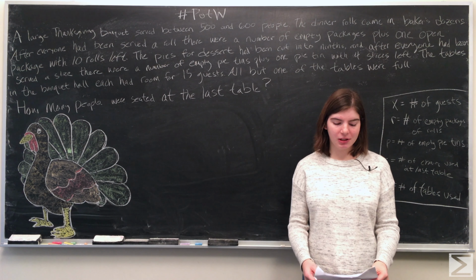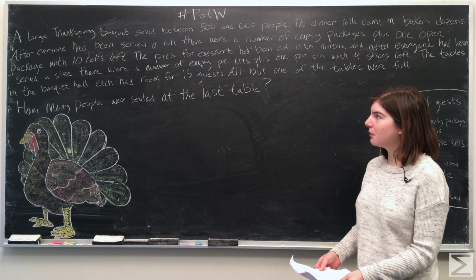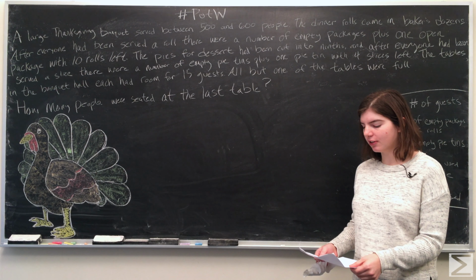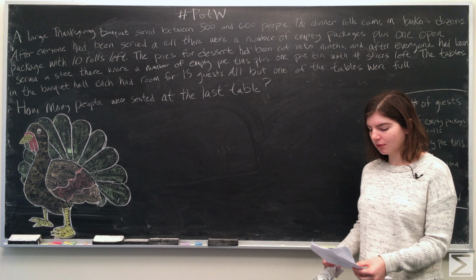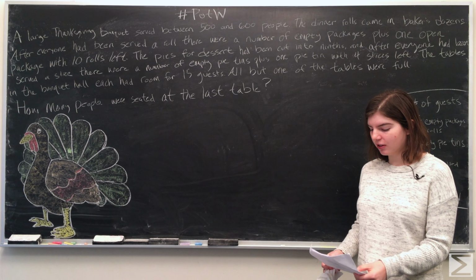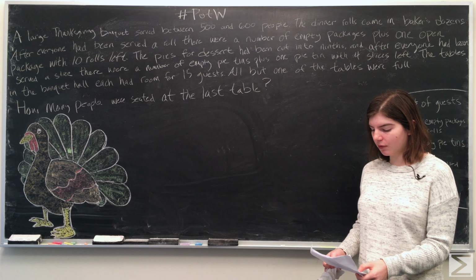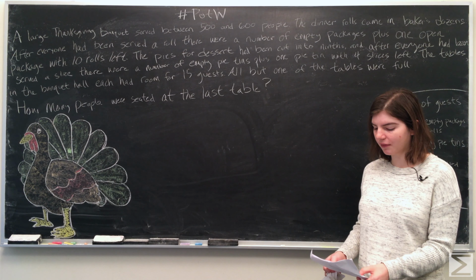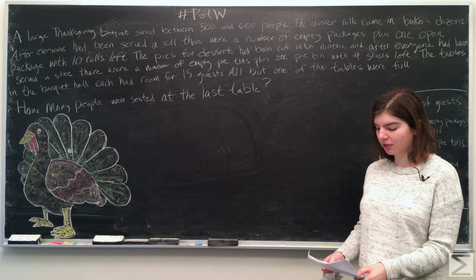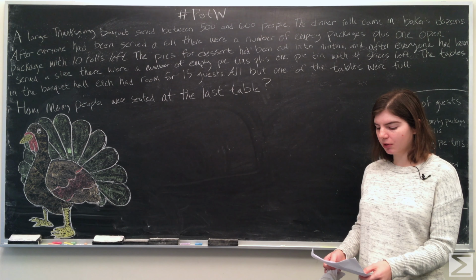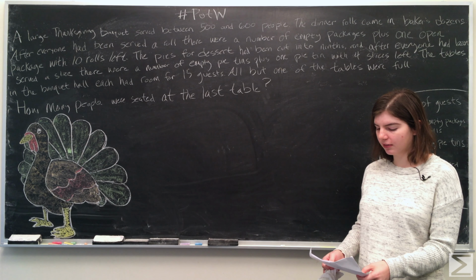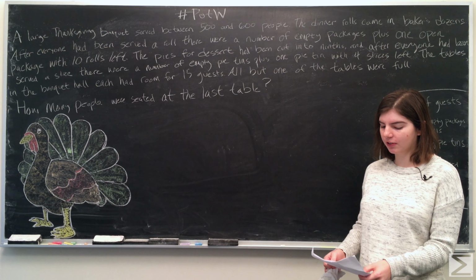This week our problem is a large Thanksgiving banquet served between 500 and 600 people. The dinner rolls came in baker's dozens. After everyone had been served a roll, there were a number of empty packages plus one open package with 10 rolls left. The pies for dessert had been cut into ninths, and after everyone had been served a slice, there were a number of empty pie tins plus one pie tin with 4 slices left.